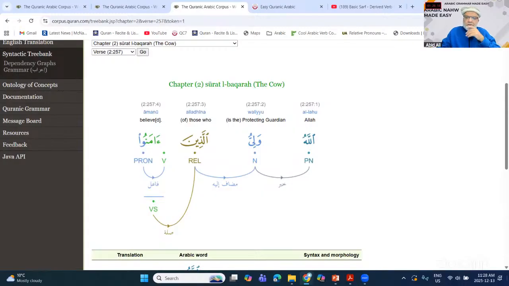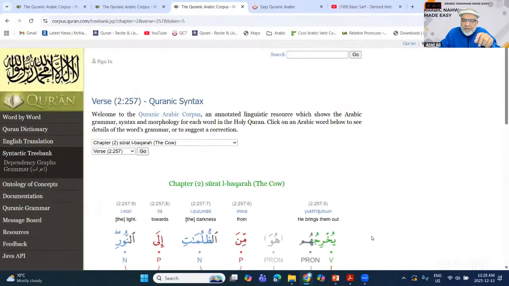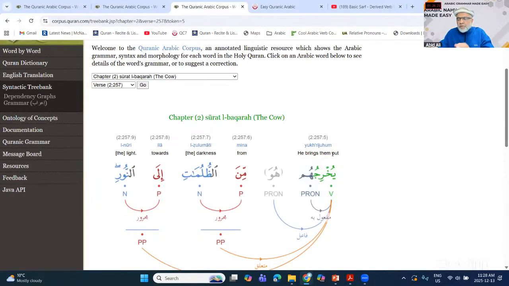Okay. So again, Allah is the protecting guardian of those who believed. Now, what does he do for them? He brings them out. Who's them? The previous ayah. The believers. Yukhrijuhum. So it's fi'l al-muta'addi because it's Bab If'āl.